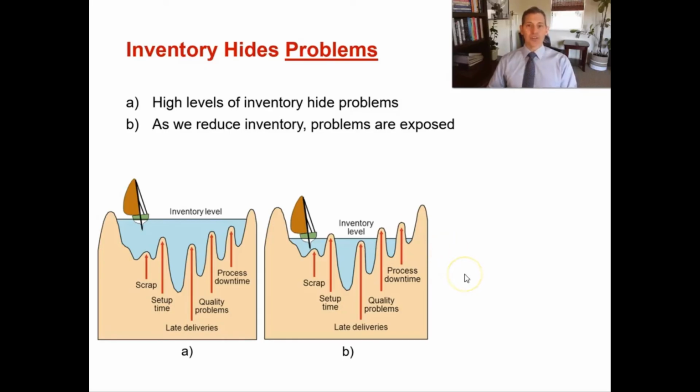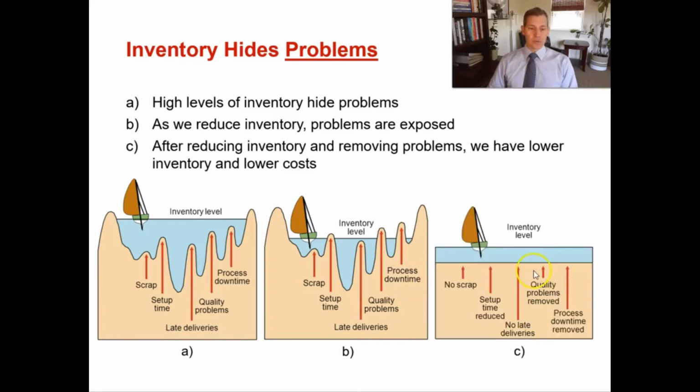So by reducing your inventory, you expose problems. You can then go and address those problems. So now in step B here, you've now exposed the problems with your setup time. You've exposed quality problems. You've exposed some late deliveries. So then you go address those issues, and you can reduce your inventory even further, and you won't have any problems. Okay, so that's why you're going to have lower inventory, lower costs, and higher quality by implementing just-in-time concepts.